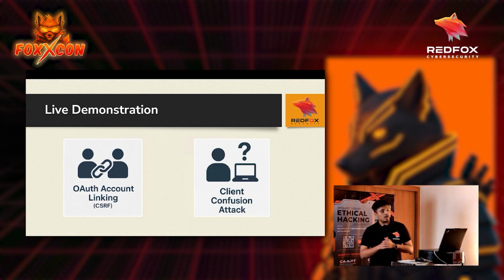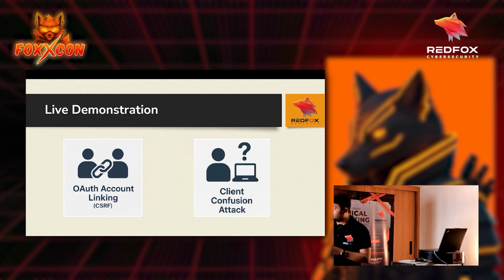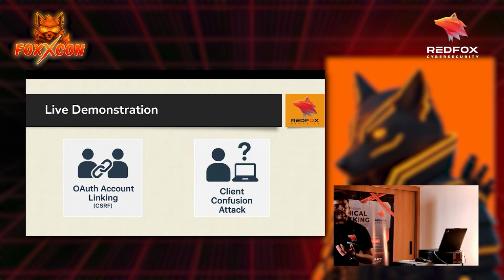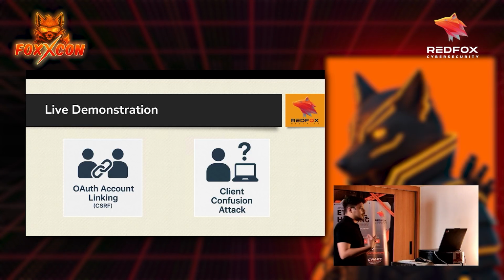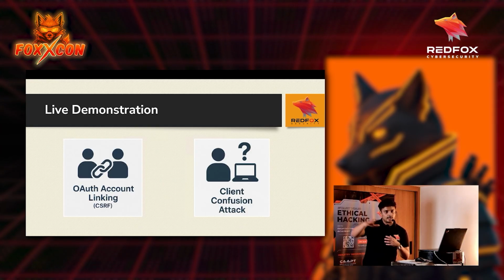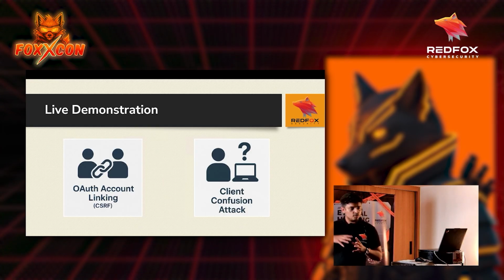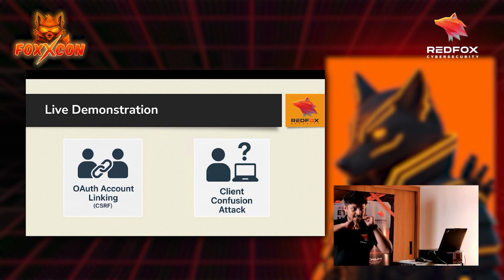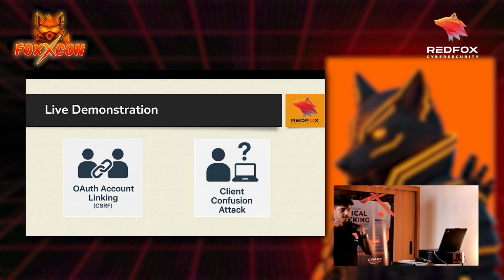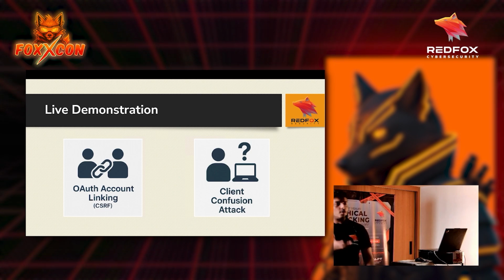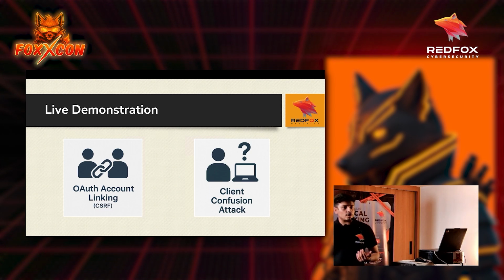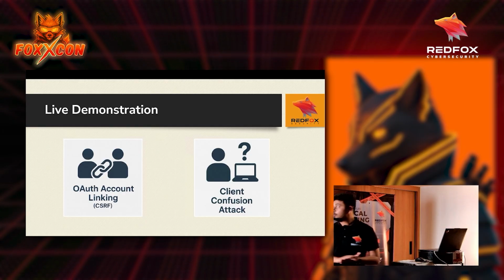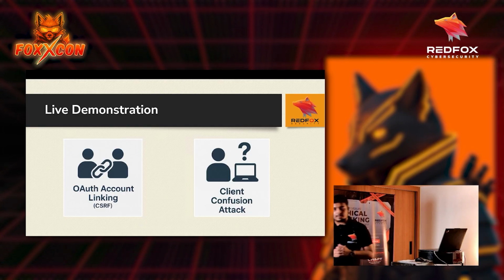The first is OAuth account linking. That is to perform a CSRF and link a user account to the admin account. Let's say an admin has logged into an application and a user is also logged into the application. I share a CSRF link to link my OAuth to that admin. Now what happens? When my user tries to log in via SSO, I will get the access of the admin session. So this is basically the account linking part.